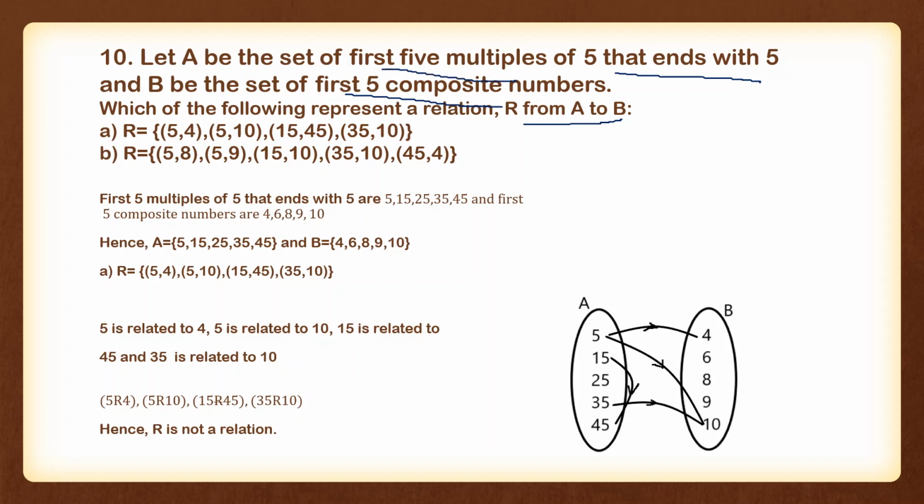So the first condition says first 5 multiples of 5, that end with 5. That means 5, 15, 25, 35, 45. And first 5 composite numbers will be what?